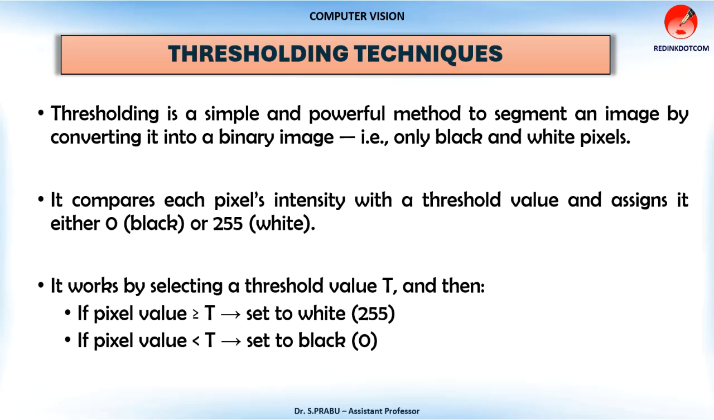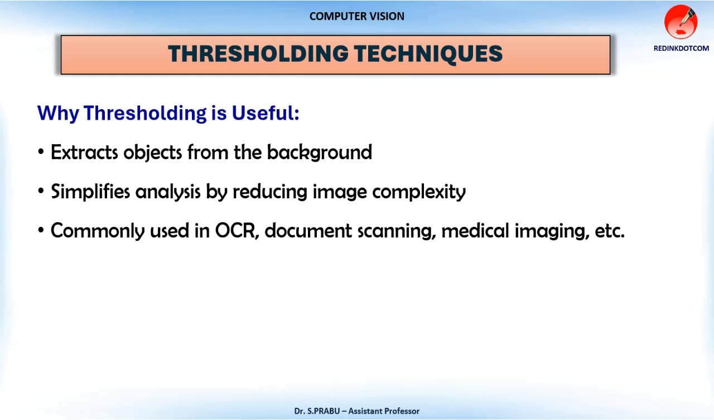So, the image becomes just black and white, which makes it much easier to analyze. It is like drawing a line and saying anything above this is object, anything below this is background. Thresholding is really useful because it helps us to separate the important objects from the background. It also makes the image much simpler, which means easier and faster analysis. That's why it is widely used in applications like OCR for reading text, document scanning, and even medical imaging.